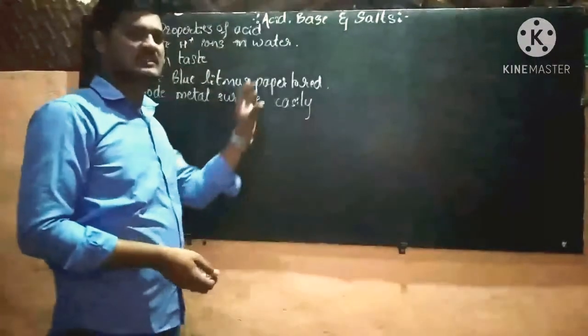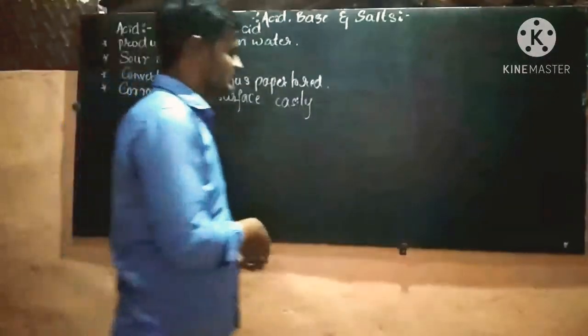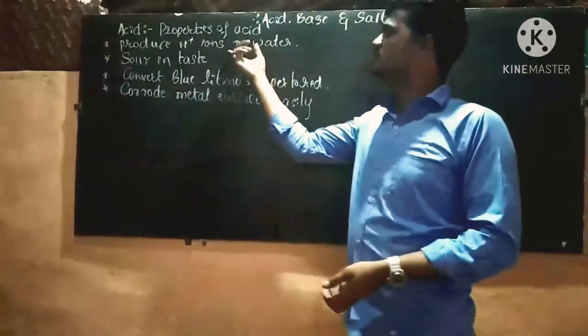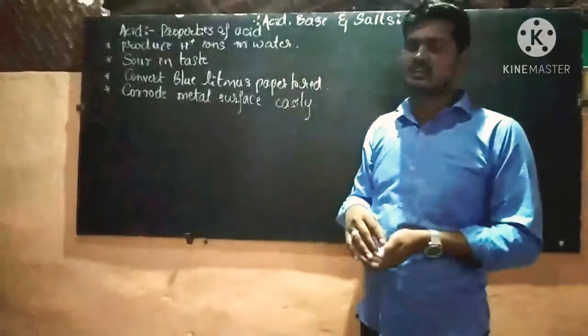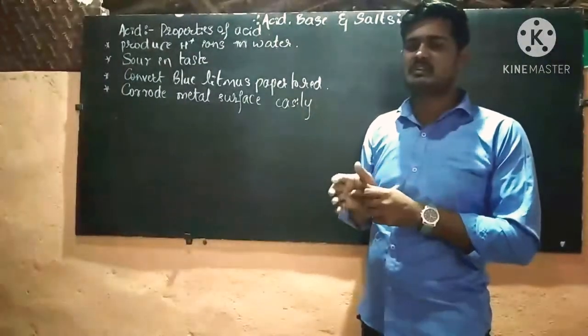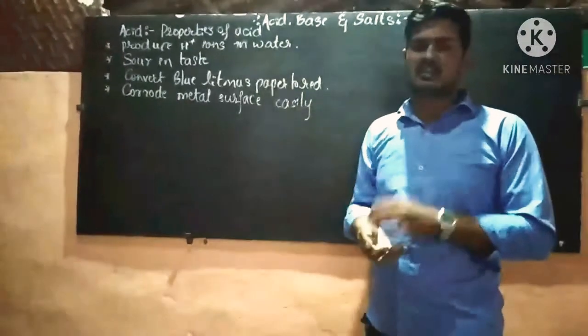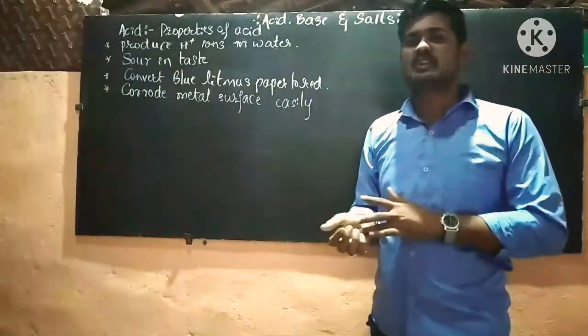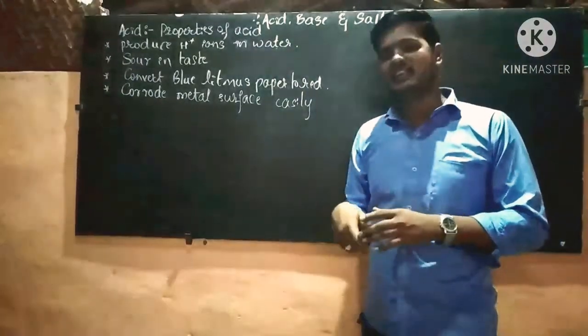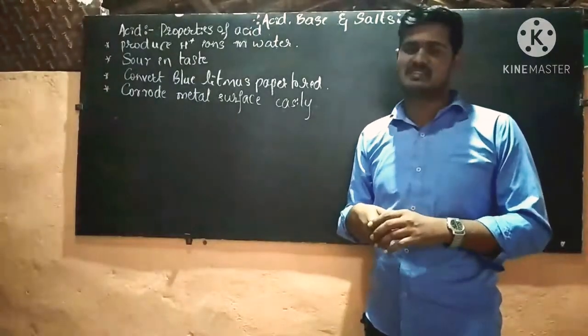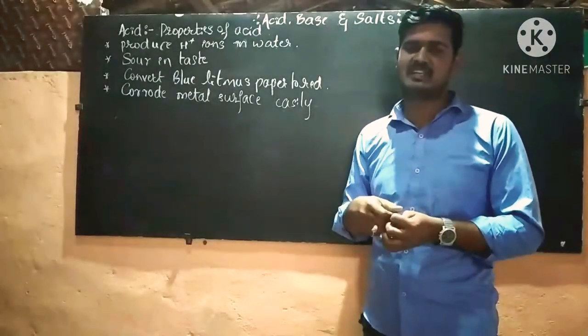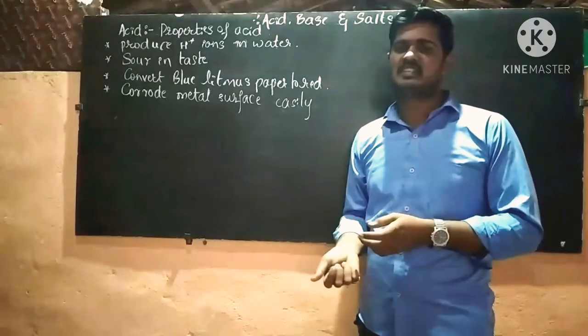so these are some properties of acids. The first one is, acids produce H plus ions in water, that is whenever we dissolve acid in water, it is going to produce H plus ions in the water, and acid is usually sour in taste. Okay, in our daily life we come across many acids, such as tartaric acid, citric acid and the lactic acid present in milk.